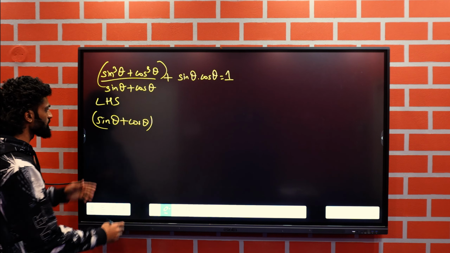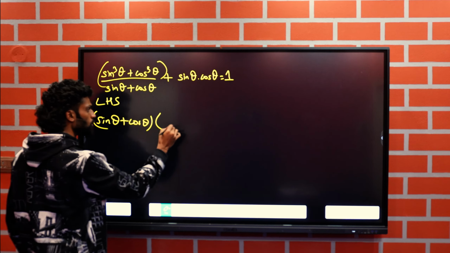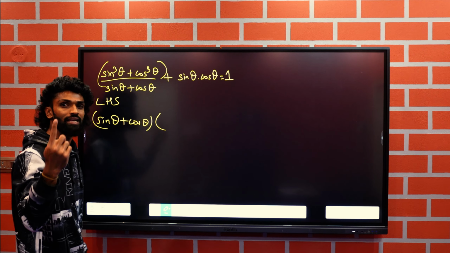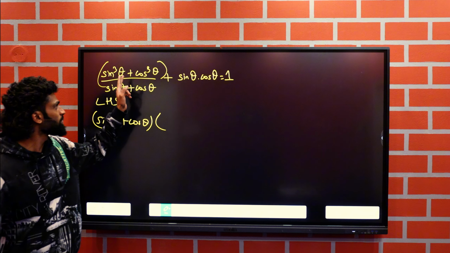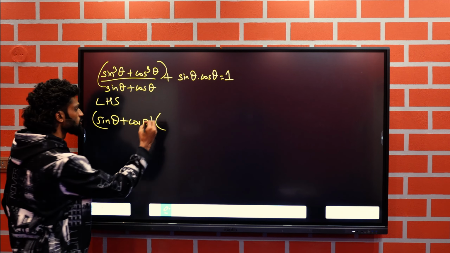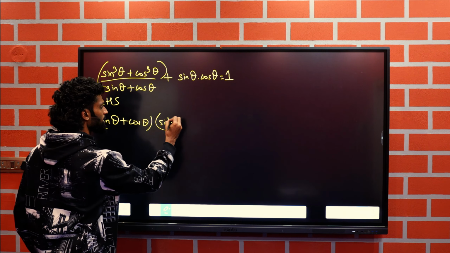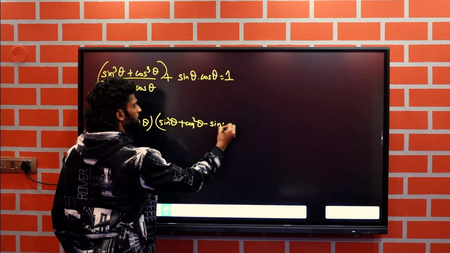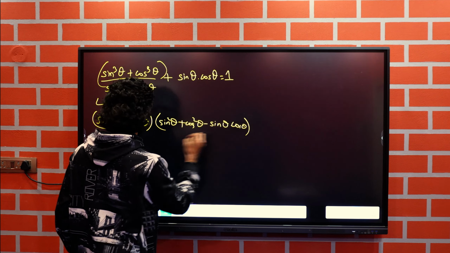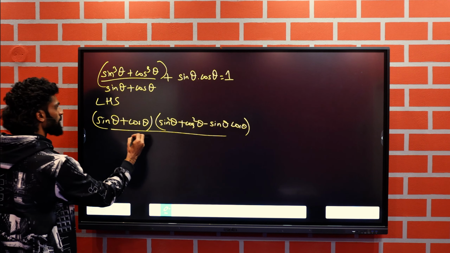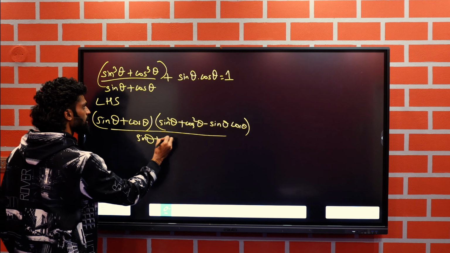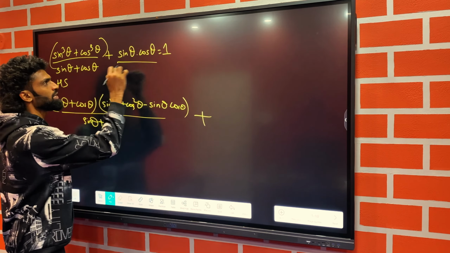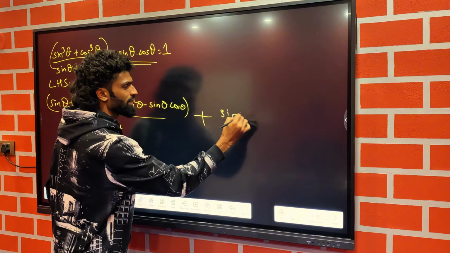So sin theta plus cos theta, which is nothing but a plus b into, the formula is a plus b into a square plus b square minus ab. Opposite the sign of whatever is there in the brackets. Getting it? So it will be sin square theta plus cos square theta minus ab, sin theta into cos theta. Whole thing divided by whatever I copy paste, sin theta plus cos theta. Now, what was remaining as it is? The second part, which I copy paste as it is.